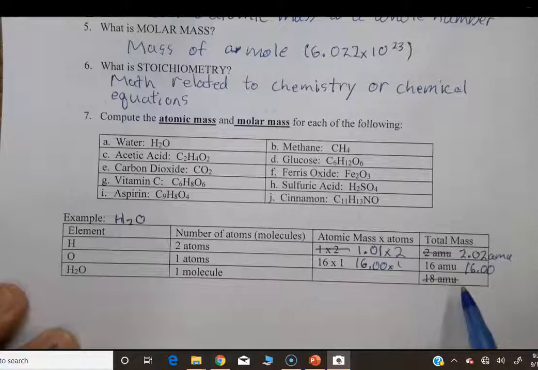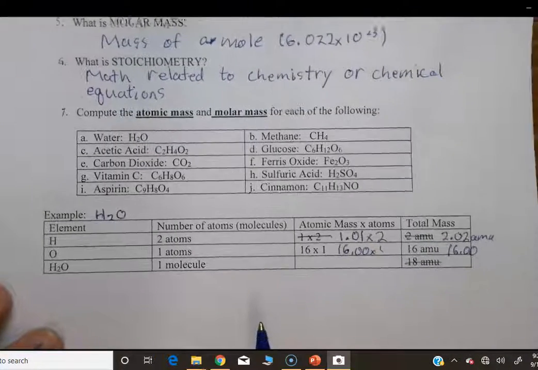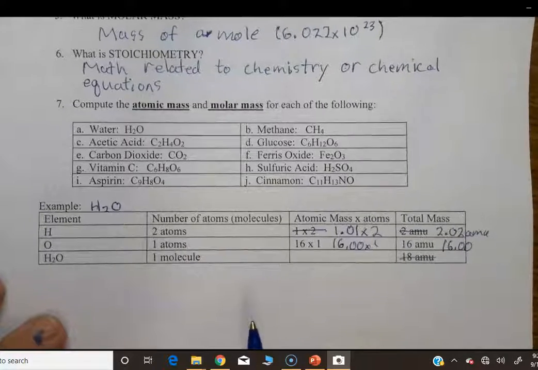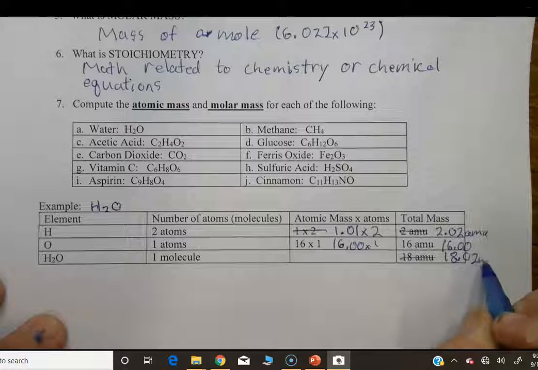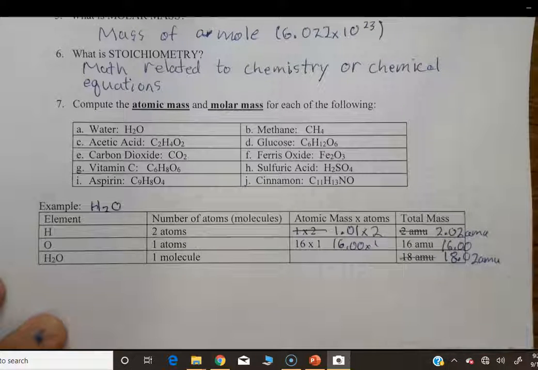And the final step is we simply add up the total mass that we have. So 2.02 plus 16 is going to give us 18.02 atomic mass units, the mass of one water molecule. So that's how you do it. It's a very simple process.